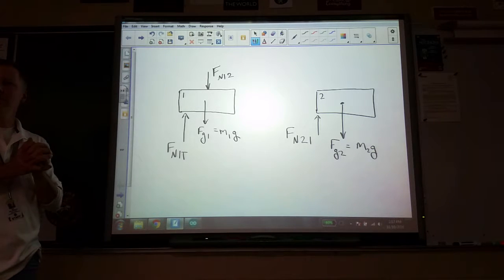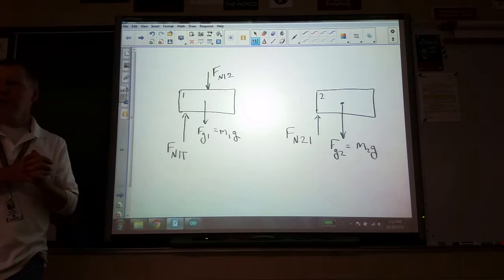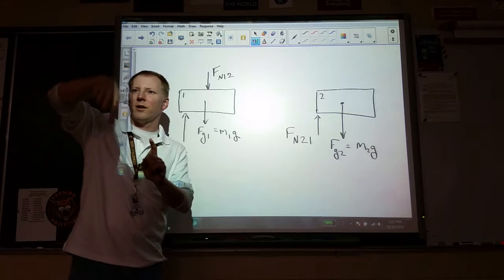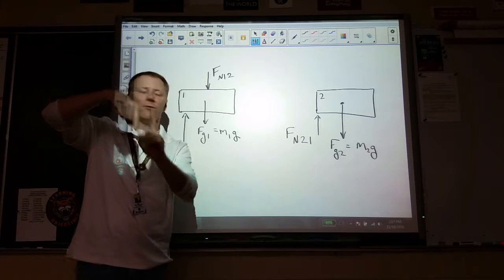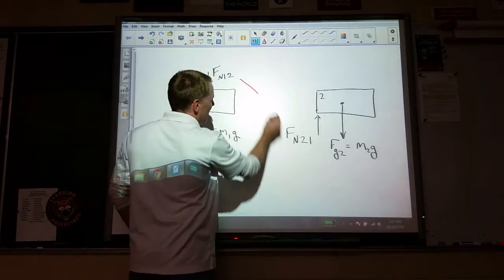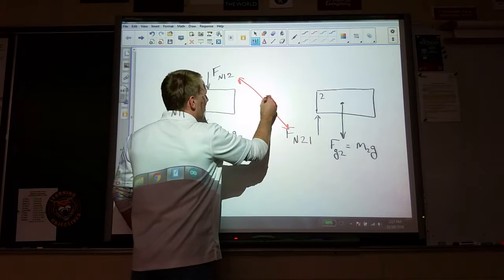Yeah, Kate. Would it be the FN12 and the FN21? You got it, because those are, and that's why, so one's pushing down, but the other's pushing up with the same force. So these two are equal.